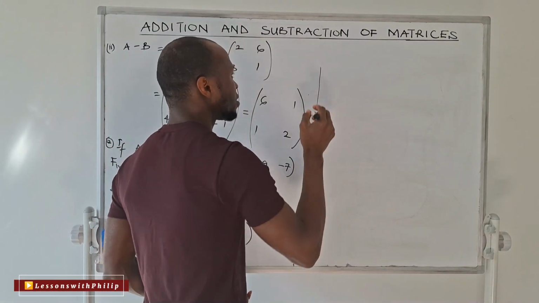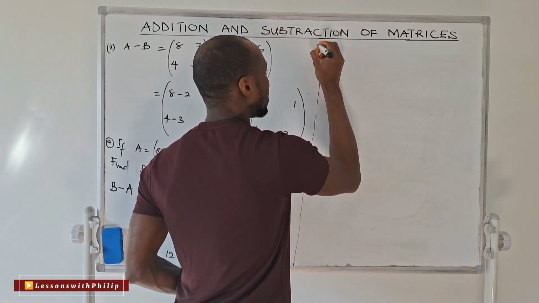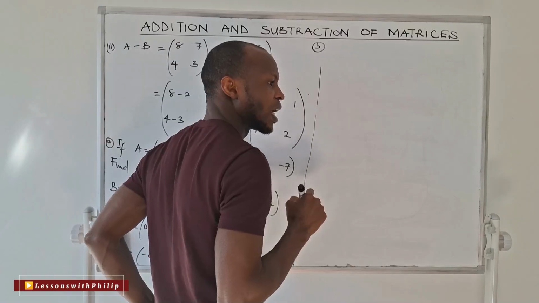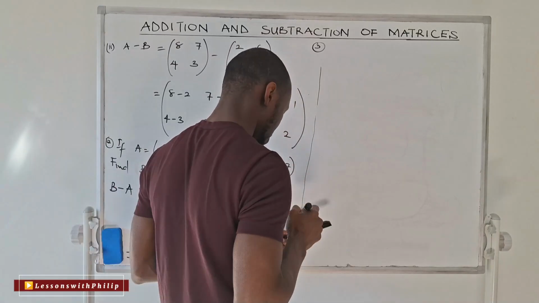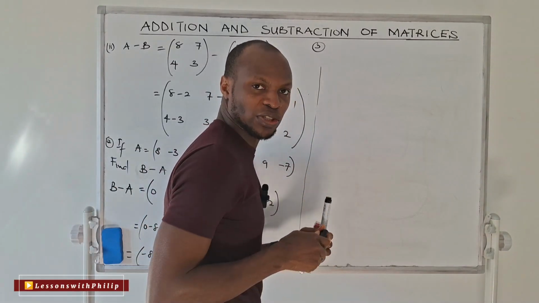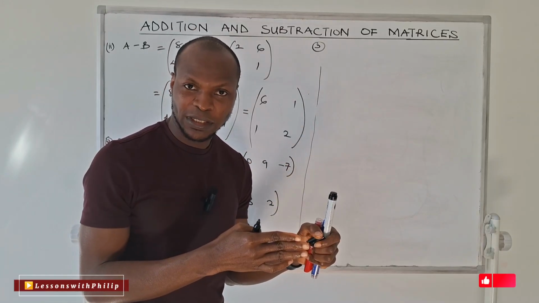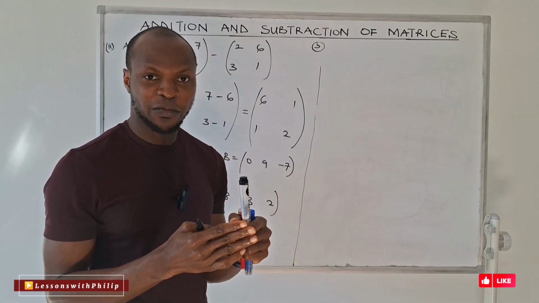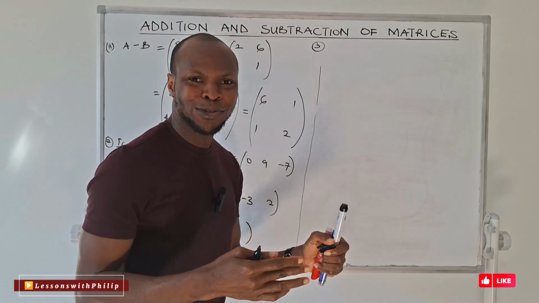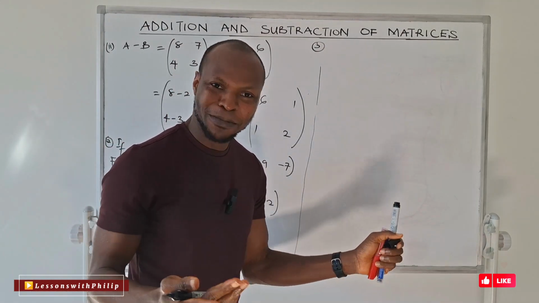Assuming you are given question number 3. Assuming you are given a 3 by 3 matrix. We have done addition and subtraction of 2 by 2 matrix. We have done addition and subtraction of 1 by 3 matrix. Now I want to do addition and subtraction of 3 by 3 matrix.